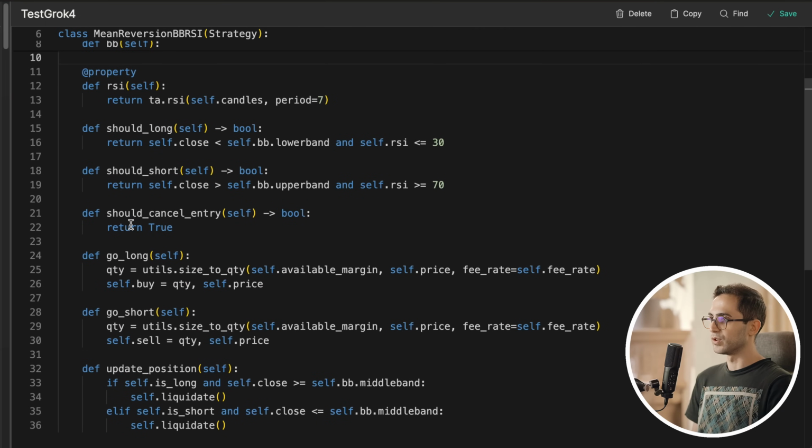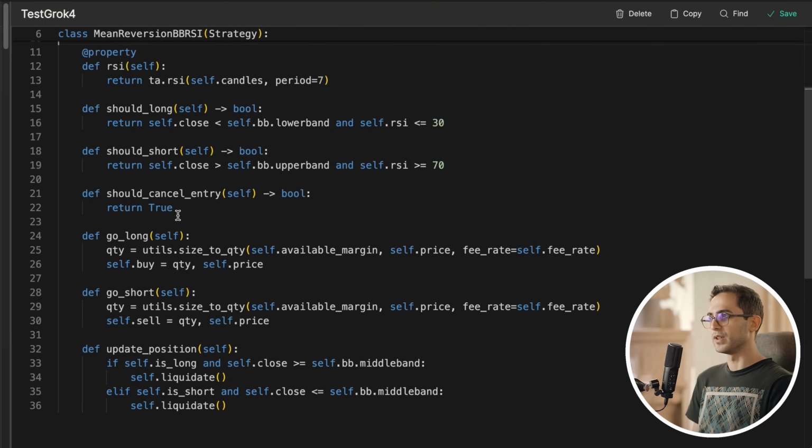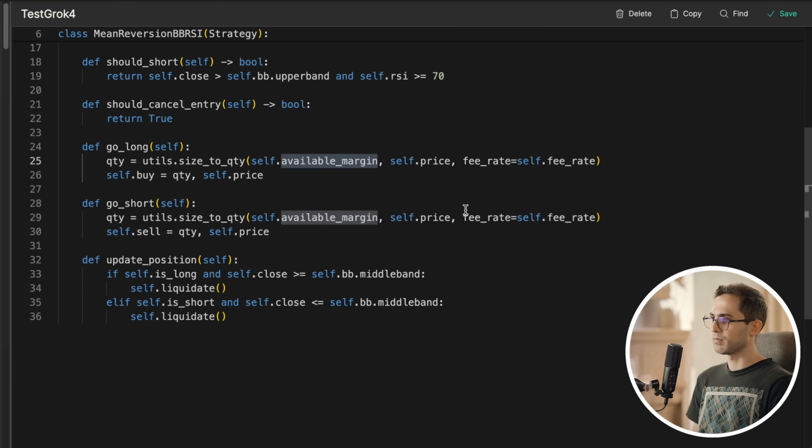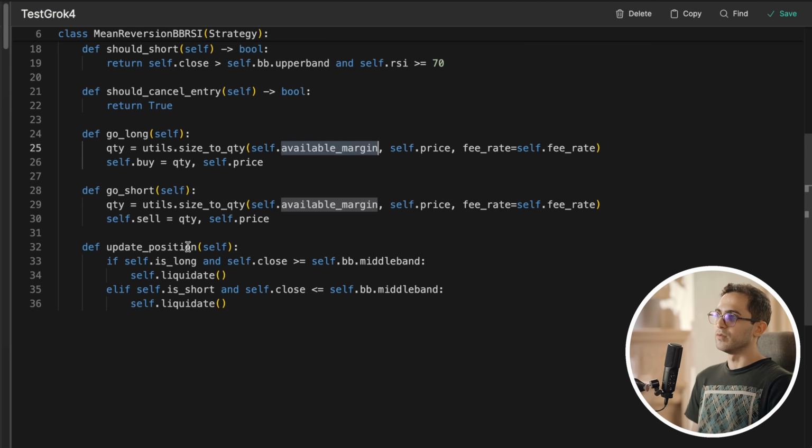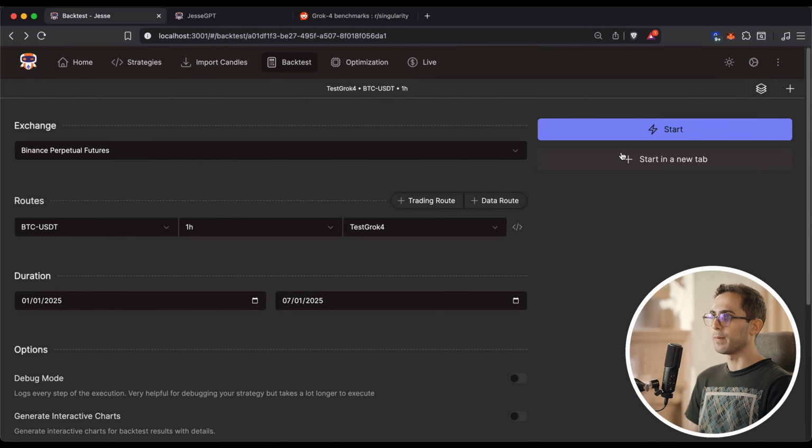It's returning true for should cancel entry, which is only helpful if we are using a limit order or a stop order to enter the positions, which we are not, because here you see we are using the current price, which causes Jesse to submit a market order. Now here it's using size to quantity and passing the entire available margin. That's perfectly fine. And in the update position, which only gets called after a position is already open, it's saying if it's a long position, but the current closing price is above the middle band, I want to liquidate the position. And for a short position, do the other way around. That's perfectly correct. So let's go back and run a backtest.